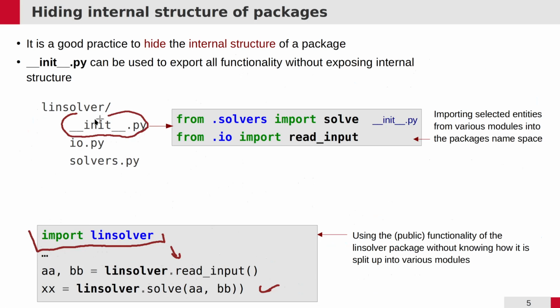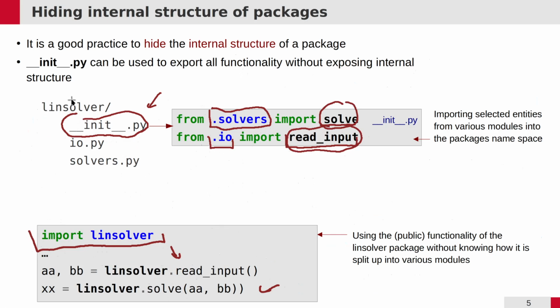And here we are just again importing from the .solvers module. That means the solvers module within the current directory, which is the directory in which the __init__.py is located. Import just from the solvers module, just the function solve. And from the io module in the same directory where __init__.py is located, just import the function read_input.